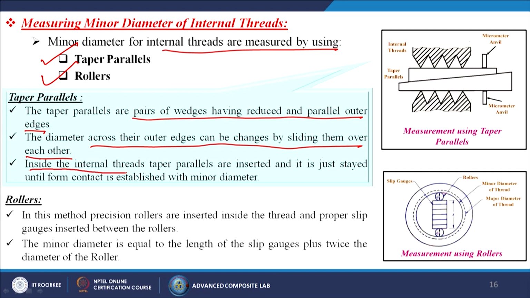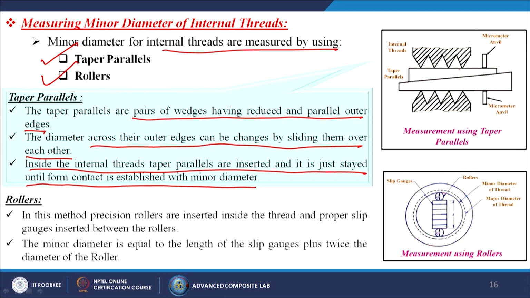Inside the internal threads, taper parallels are inserted and adjusted until firm contact is established with the minor diameter. So, here this is the micrometer anvil, and this is known as the taper parallels. Now I have the internal threads over there, so it should touch the points over there.